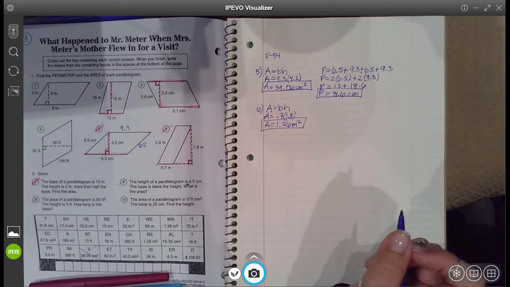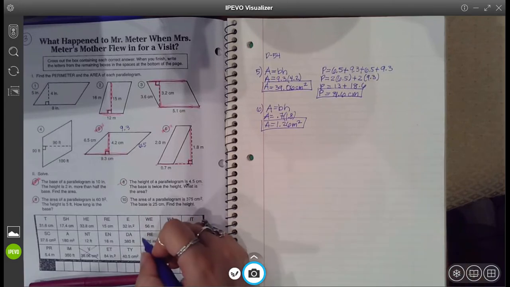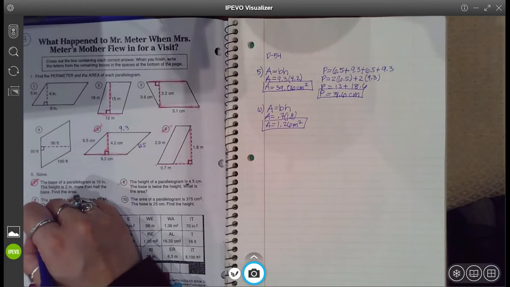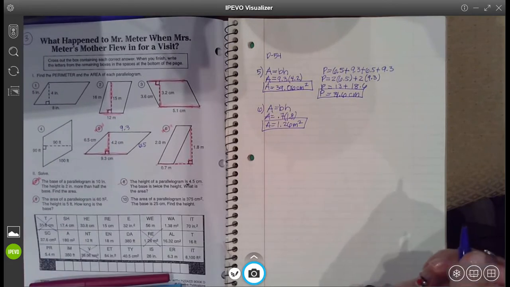And when you find that, go ahead and cross it off. And then we also forgot to cross off this one, the 31.6. So when you find the 31.6, cross it off as well.